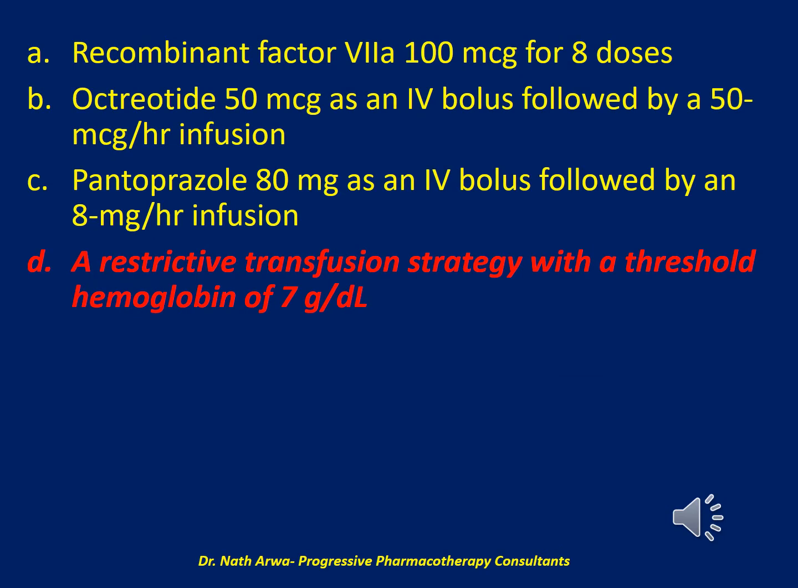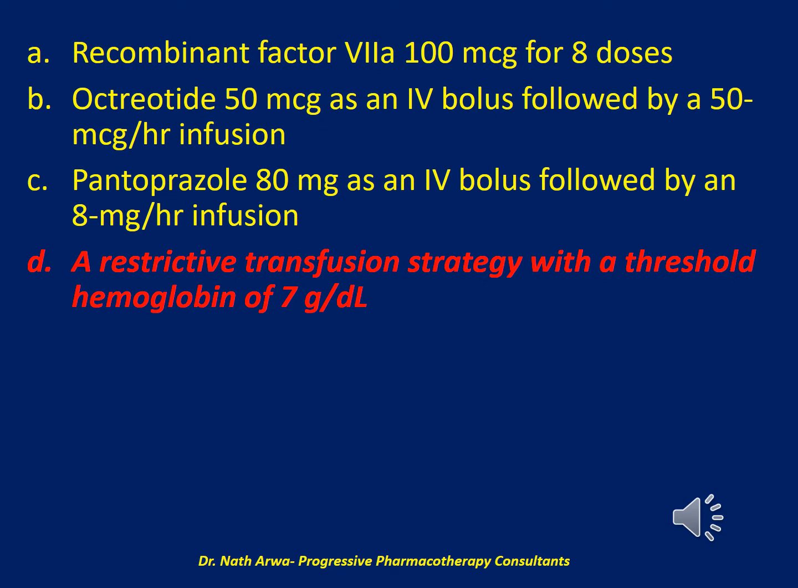And the correct answer is D. a restrictive transfusion strategy with a threshold hemoglobin of 7 grams per deciliter. A large randomized, controlled trial demonstrated reduced 45-day mortality when a restrictive transfusion strategy with a threshold hemoglobin of 7 grams per deciliter was used instead of a liberal transfusion strategy with a threshold hemoglobin of 9 grams per deciliter in patients with acute upper GI bleeding.